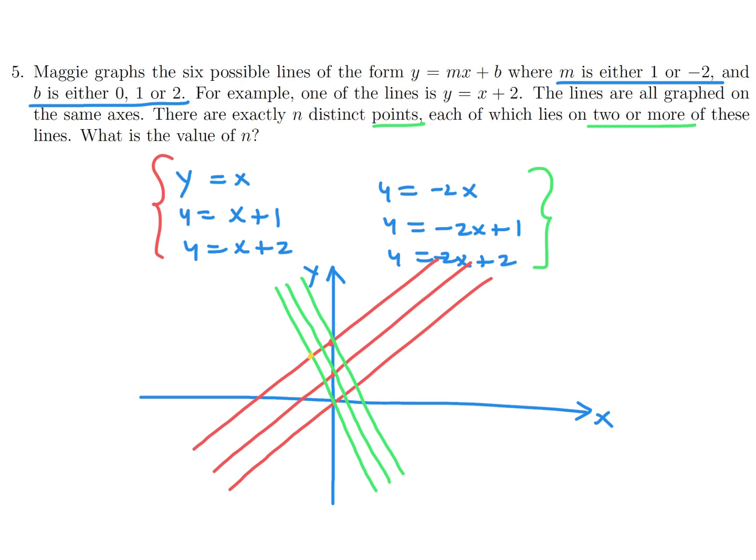Well, I see 1 here, 2, 3, 4, 5, 6, 7, 8, 9. I see 9 of them. And I hope you also see 9. So therefore, n is 9. And I think that's all they're getting at there.